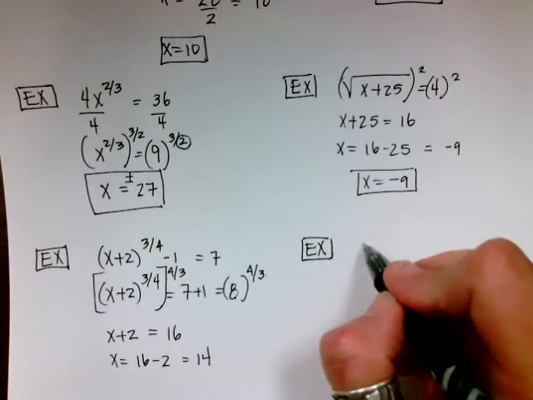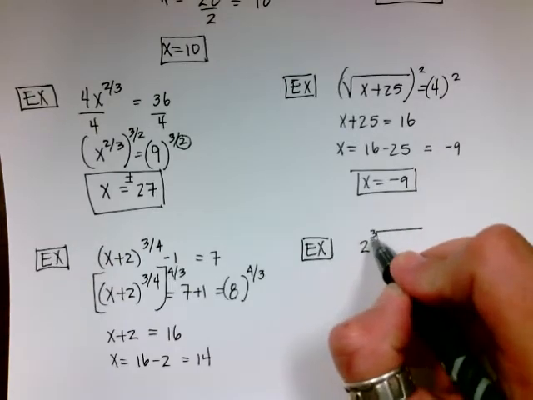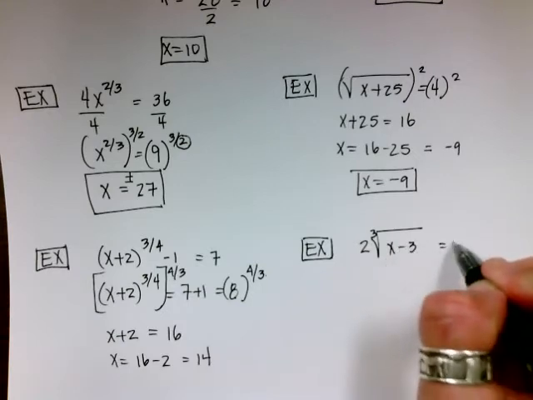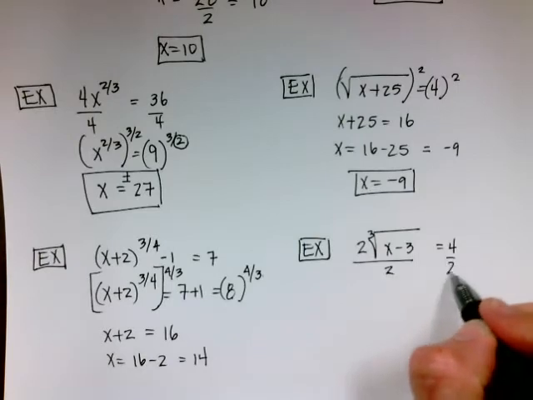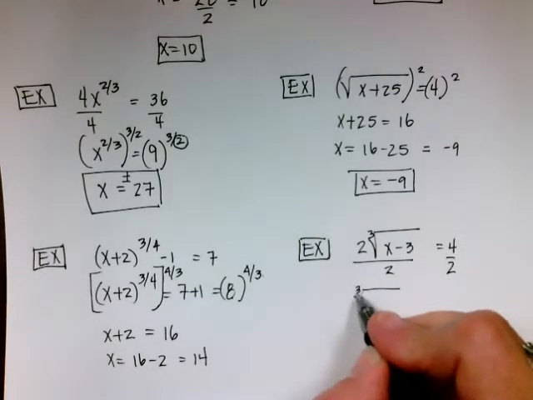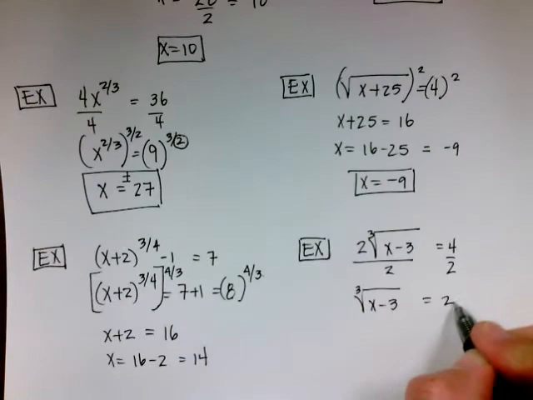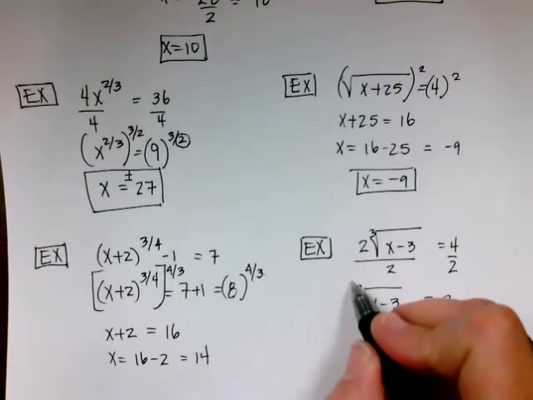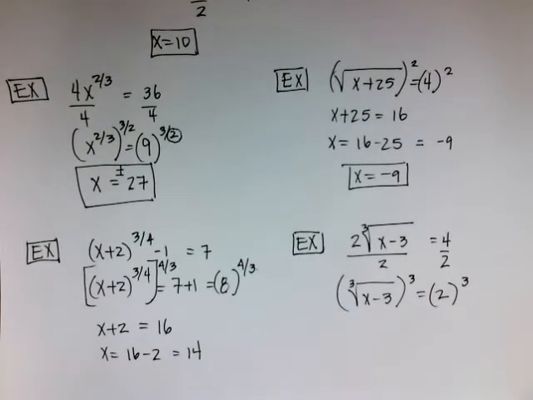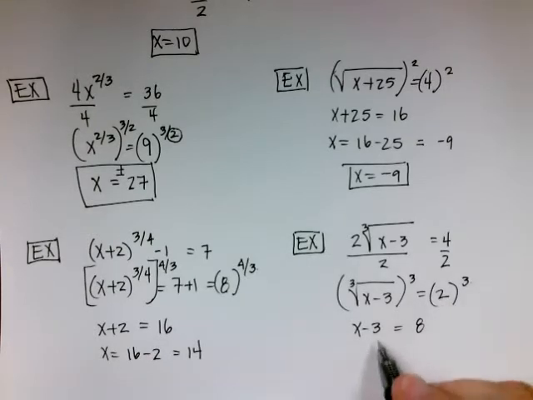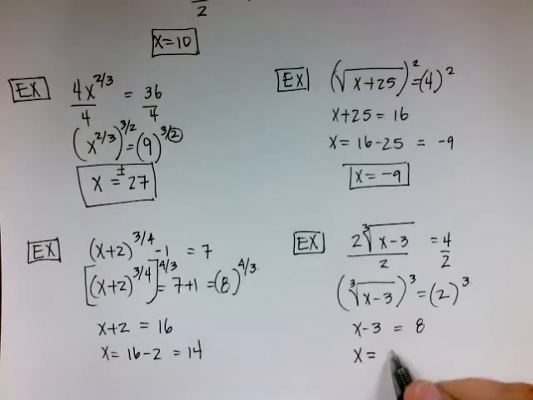Alright, my next example is 2 times the third root of x minus 3 is equal to 4. The first thing that I'm going to do is divide both sides of the equation by 2. So I get the third root of x minus 3 is equal to 2. The opposite of the root is the power, so I'm going to raise both sides to the third power. And I get x minus 3 is 8. 2 to the third is 8. Now I'm going to add 3 to both sides, so x is going to equal 8 plus 3, which is 11.